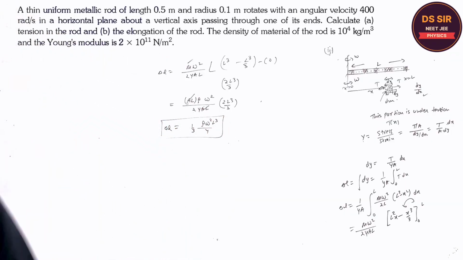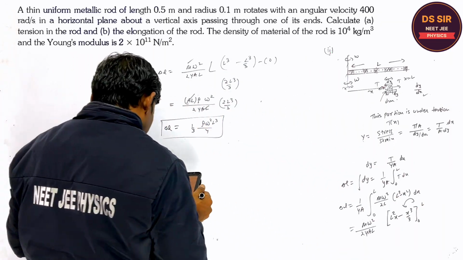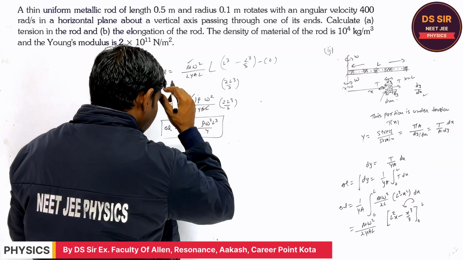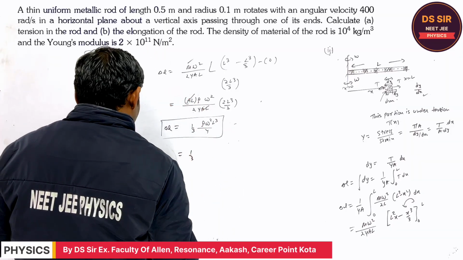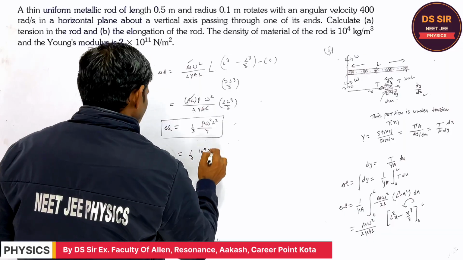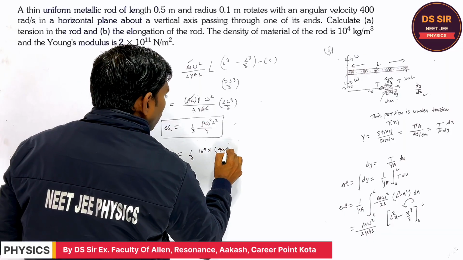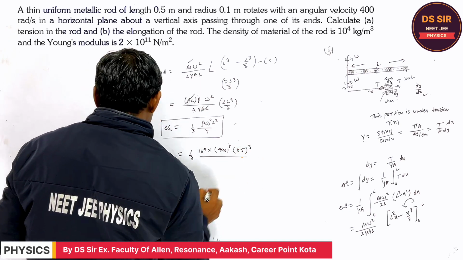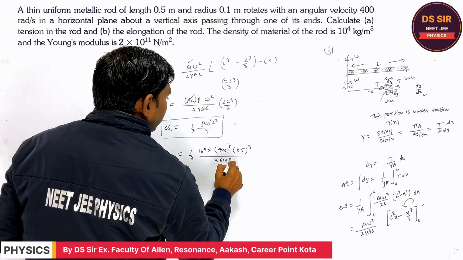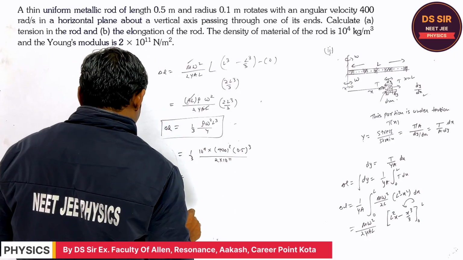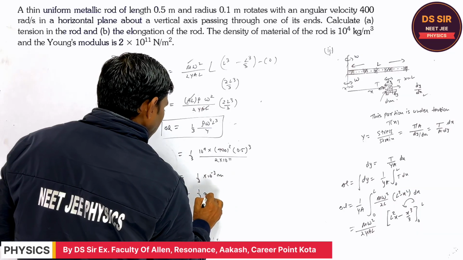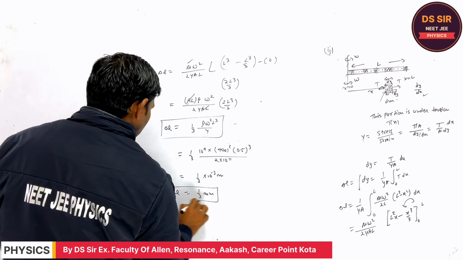So what is the option? What is the elongation? The elongation is rho omega square L cube upon Y. Now you can put the value. What is the density? 10 to the 4. What is the omega? 400. What is the length? 0.5 whole cube, upon Young modulus 2 into 10 to the power 11. So the total elongation we can find when you calculate: 10 to the power minus 3 meter. It is 1 upon 3 millimeter, the total elongation.